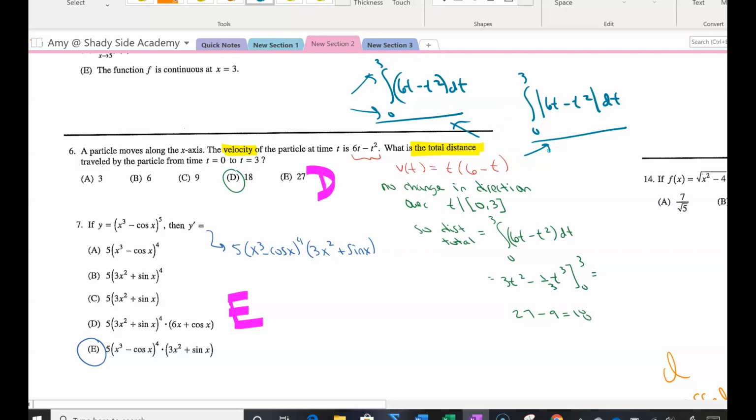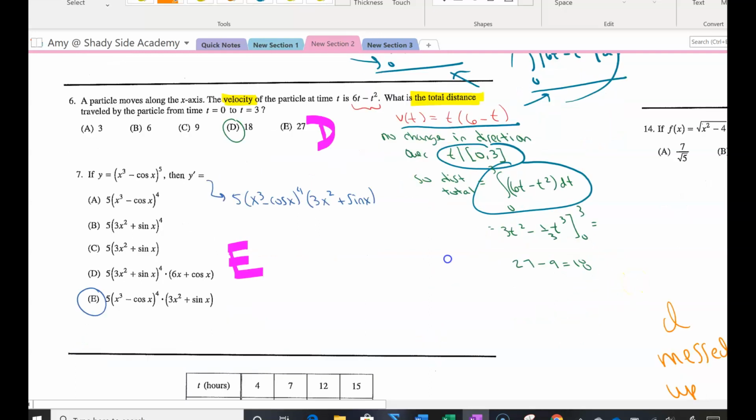If it's calculator active, you always just would go here because that will always give you total distance traveled. This is non-calculator active, however. It's asking you for the total distance traveled. So the first thing I want to make sure of is that there is no change in direction over the interval of time from 0 to 3. And here's velocity factored. I'm noticing that between 0 and 3, the velocity is always positive, so the particle is always moving to the right. So the total distance traveled will be this integral right here. Then it's just a matter of being careful, evaluating the integral and plug and chug.